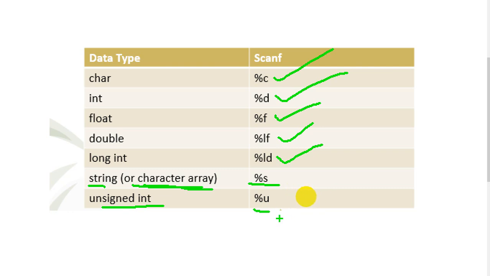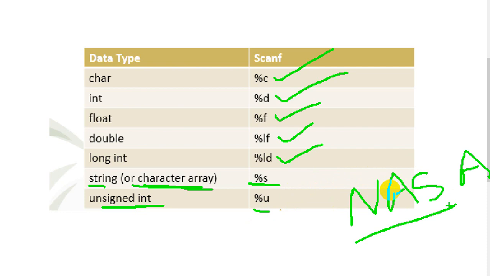Let's try to understand this more. For example, I have a requirement to store the distance between two planets. Let's assume that I'm working for a company called NASA, a space research organization. I want to store the distance between two planets. Obviously I don't need to store a negative number. Definitely the distance will be positive.